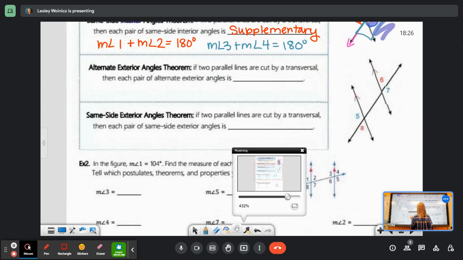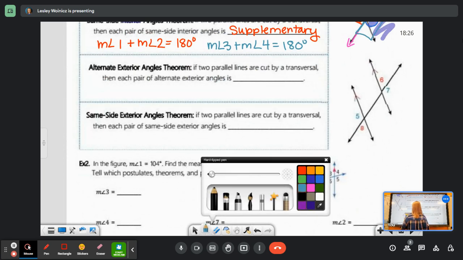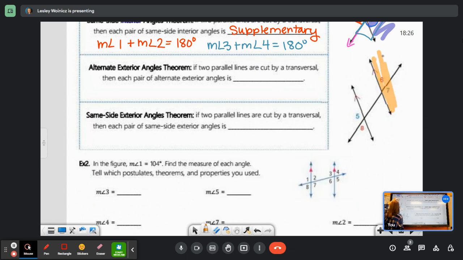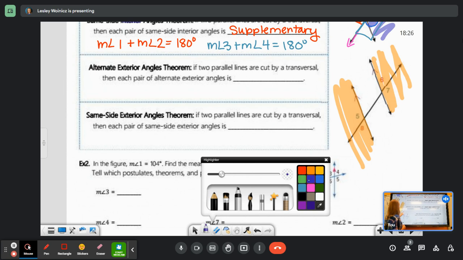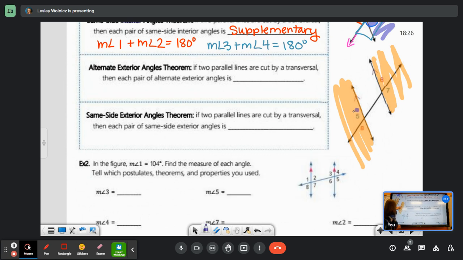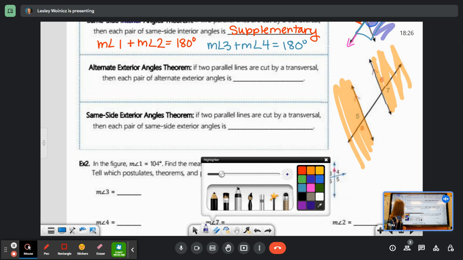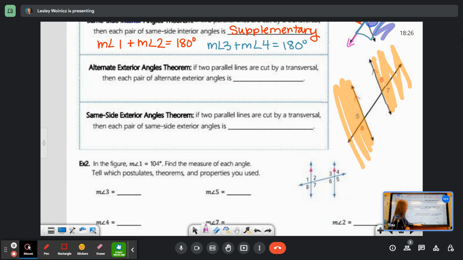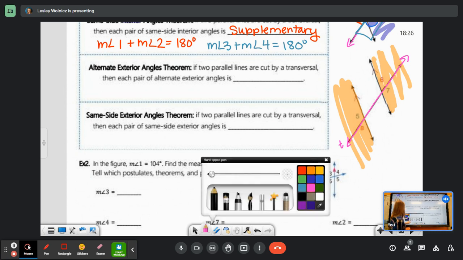Now we're going to talk about exterior angles. So we're going to shade the exterior. All right, now we want alternate exteriors. So alternate sides, opposite sides of my transversal. Go ahead and label your transversal. Okay, so 5 and 7 are, I didn't tell you what the theorem was yet.